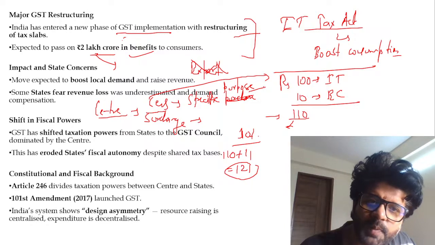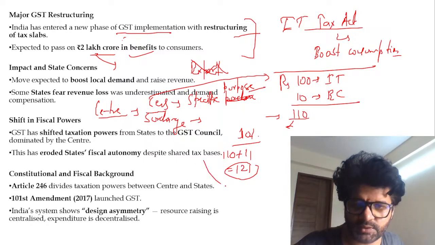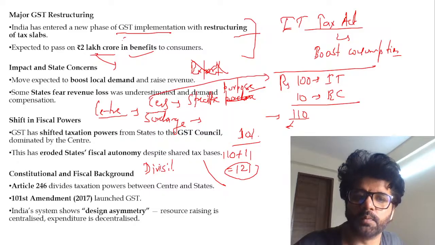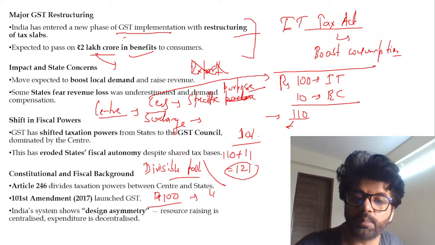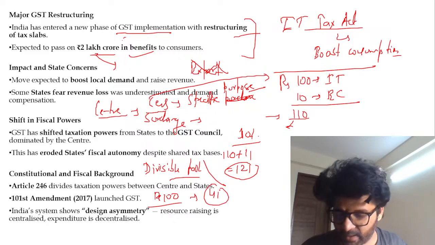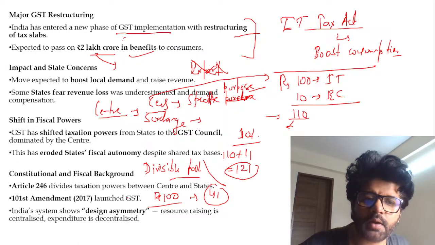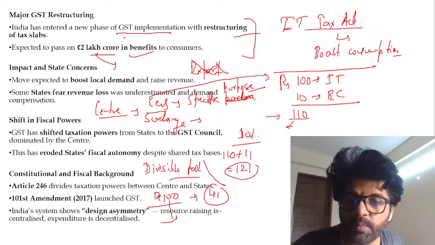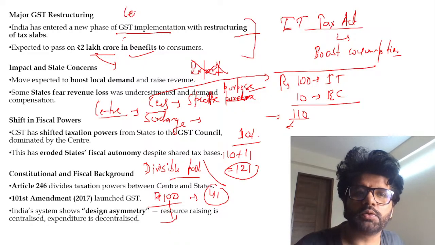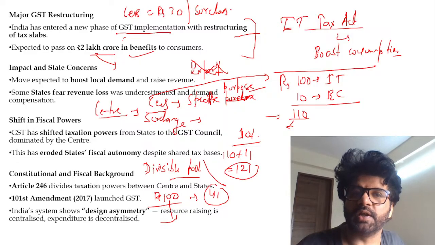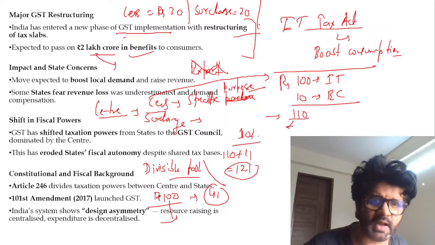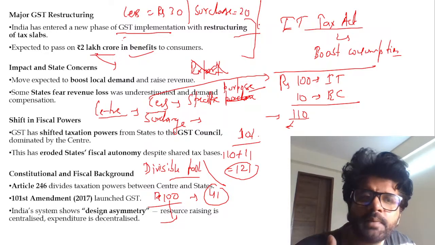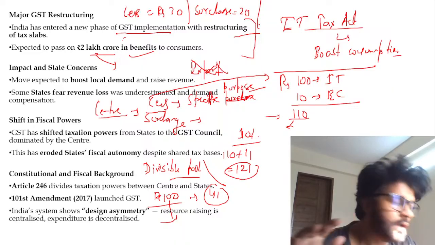Cess and surcharge are imposed by the center. There is something called the divisible pool of taxes. What is the divisible pool? Let's say the center raised 100 rupees. Out of that 100 rupees, 41 rupees or so should go to states. But that is not the actual reality. This 100 rupees does not include cess and surcharge. So maybe the center is also raising 30 rupees in cess and 20 rupees in surcharge. All this money is not shared with states. And states are not very happy with all these scenarios. So we'll talk about what states are fearing, what we should do and what the way forward is.